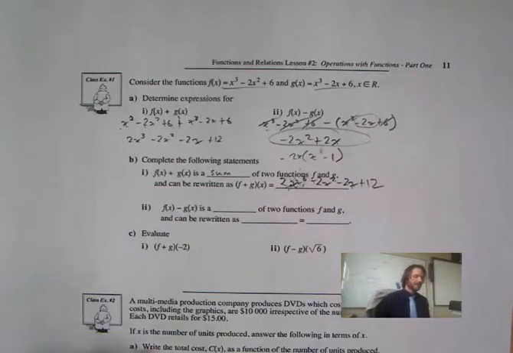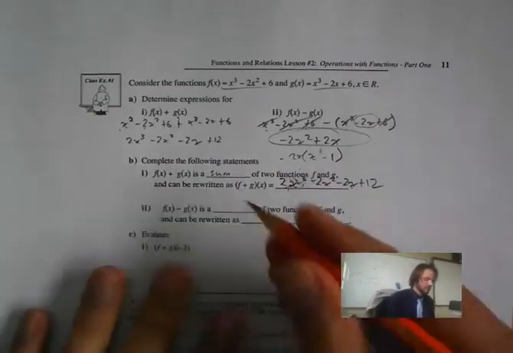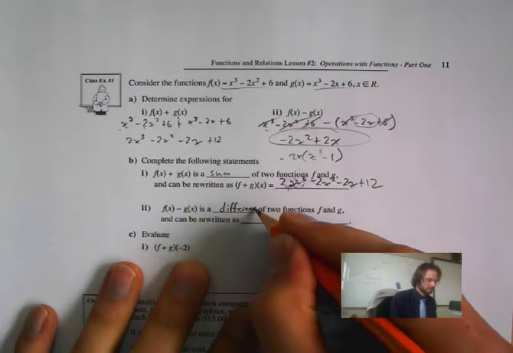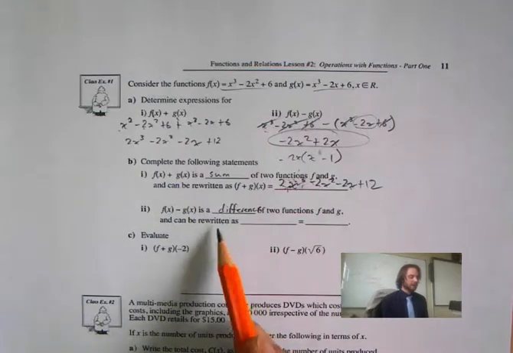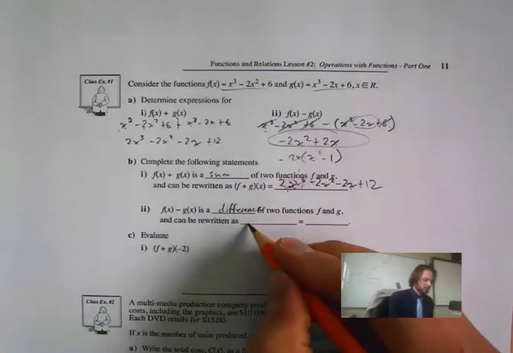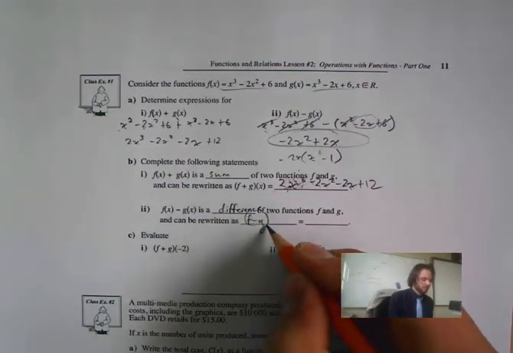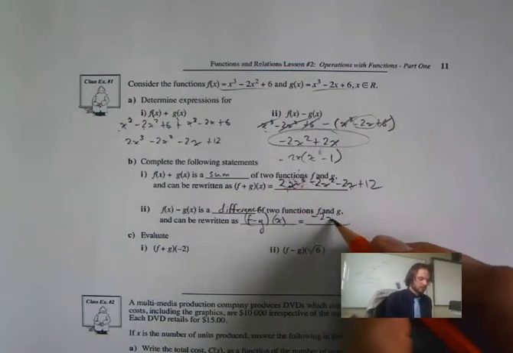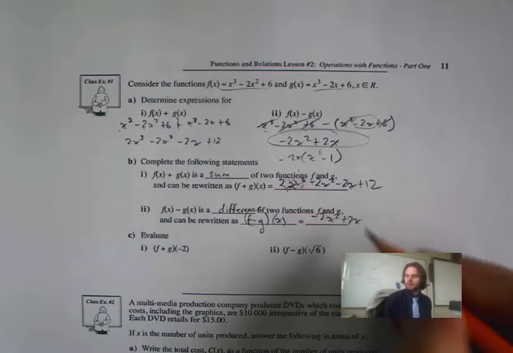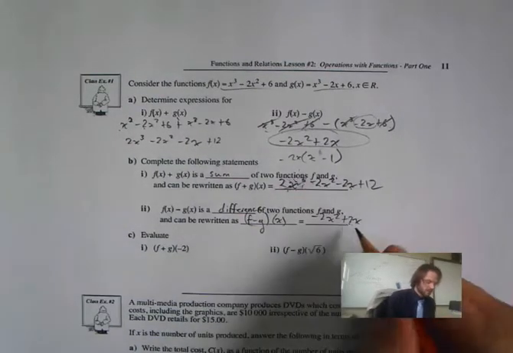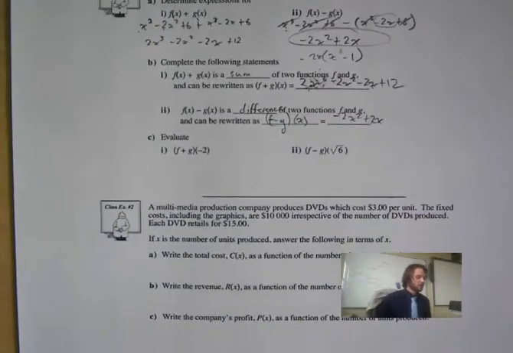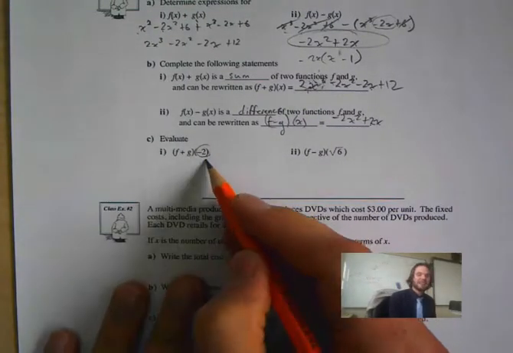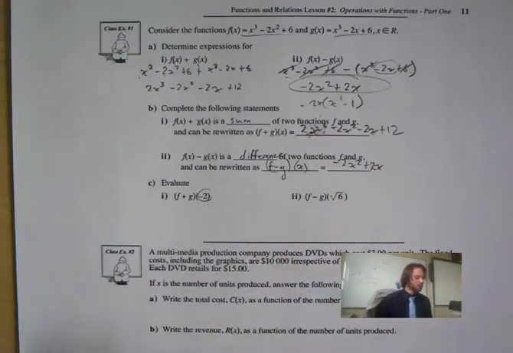We have f of x minus g of x is a difference. And this can be written as f minus g of x, and this is negative 2x squared plus 2x, okay? I'm not writing in the factored form now. Now, it wants us to evaluate all this if we have negative 2. So it's saying x is equal to negative 2.